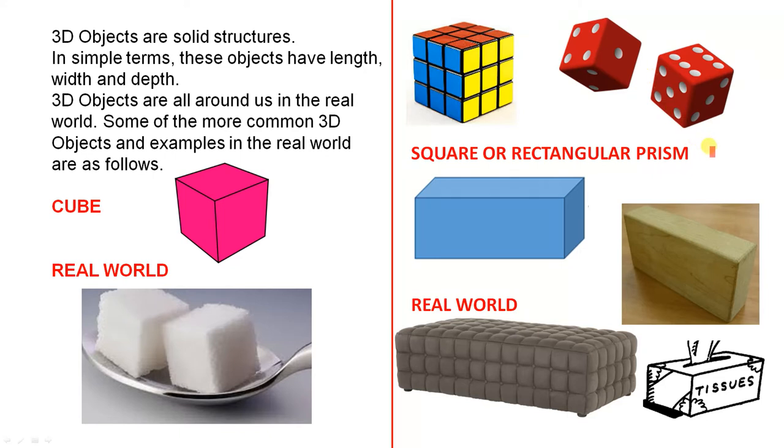We have the square or rectangular prism, and there's the shape of it there. Many timbers are in the shape of a rectangular prism in the real world. Also furniture items, for example like this one here, that could be an item where you can sit on it, or it possibly could be a bed. So they're in the shape of a rectangular prism, and also a tissue box. Sometimes this side here is a square, which would make it a square prism. Other times it's a rectangle, and that would make it a rectangular prism.